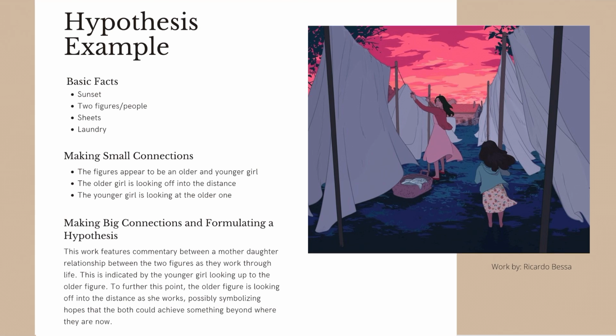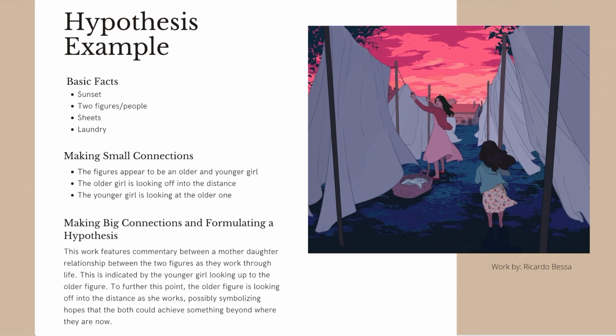So I decided that the figures appear to be an older and younger girl. That's probably important. The older girl's looking off into the distance, but the younger girl is looking at the older one. And then from there, I made my hypothesis, stating that this work features commentary on a mother-daughter relationship between the 2 figures as they work through life. Now, this is why it's a hypothesis. I actually have no clue if they're really mother and daughter. There's nothing I can really refer back to unless I were to actually research this image. But for now, this is what is apparent to me as the viewer.